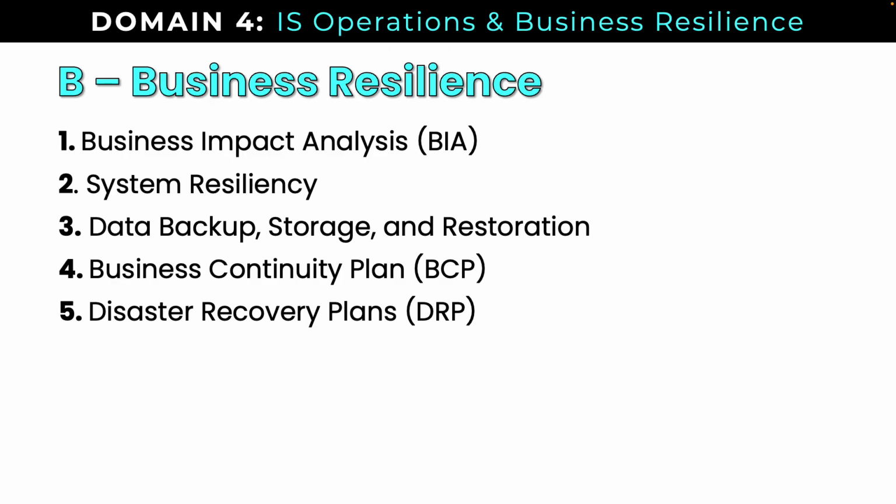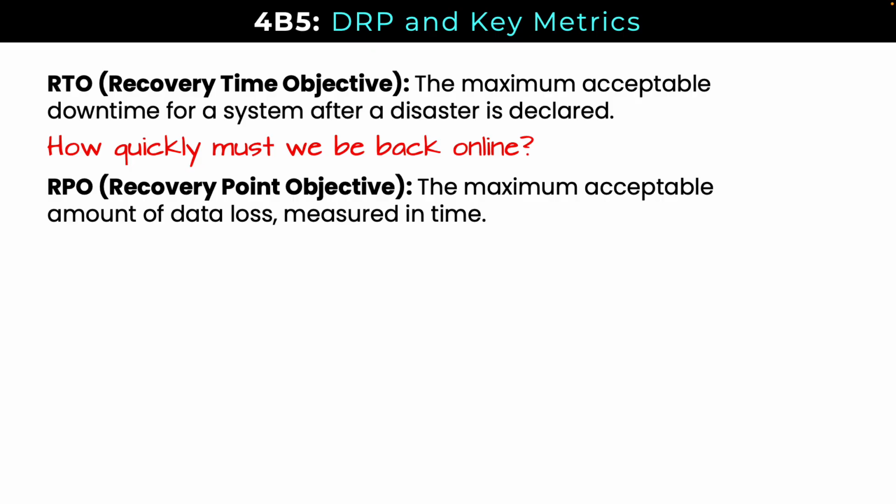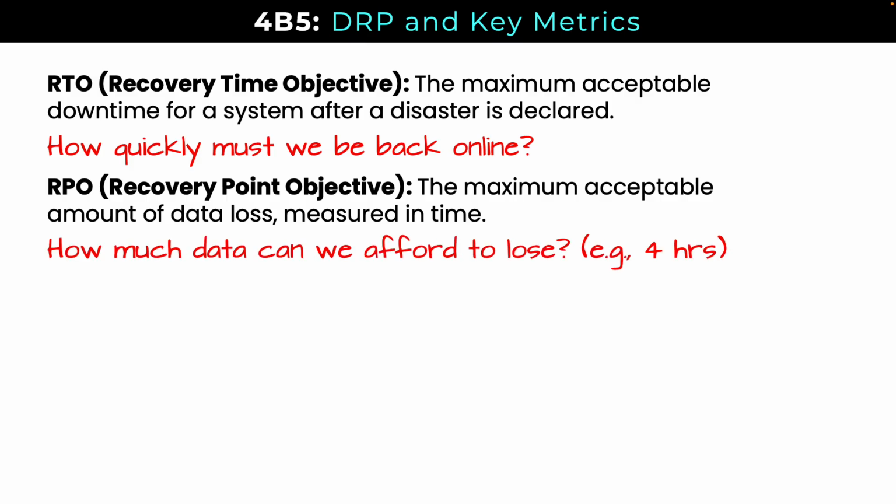Let's talk about the disaster recovery plan now. This one focuses on the technology that supports those business processes. So we have the recovery time objective, the RTO I mentioned. This is the maximum acceptable downtime for a system after a disaster is declared. It answers the question, how quickly must we be back online? Then there is the recovery point objective. This is the maximum acceptable amount of data loss measured in time. So it answers the question, how much data can we afford to lose? For example, is a loss of 4 hours of data acceptable? So how far back can we go and still recover successfully?